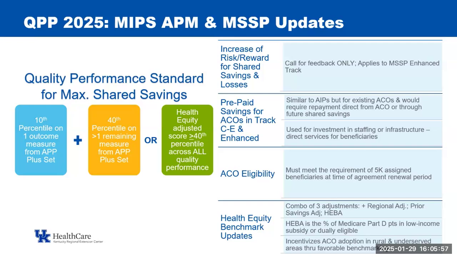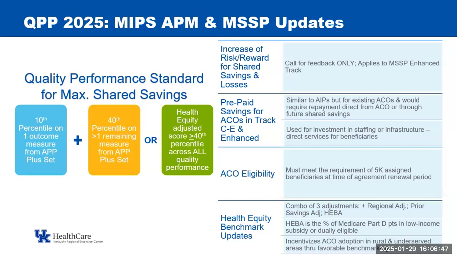Now, some of the changes to ACO eligibility that CMS has made for the first time ever. Typically with Medicare shared savings, you have to maintain 5,000 assigned beneficiaries throughout the duration of your time in the program, through all of the years within your agreement period. You're not allowed to drop below that 5,000. CMS has changed that, and you only have to meet that 5,000 at that initial time of agreement and whenever you renew. So you can drop below 5,000 in your second year if it's not a renewal period or you're not escalating in another track and signing a new agreement.